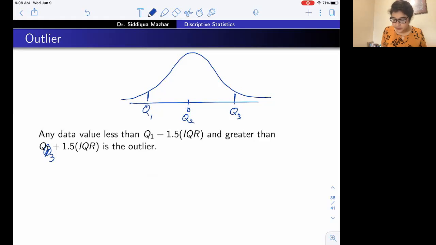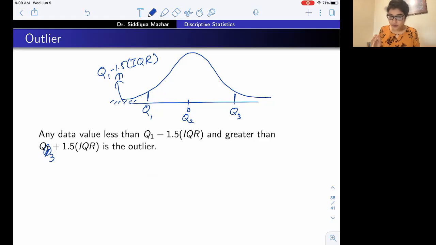So if you compute Q1 minus 1.5 IQR, where IQR is Q3 minus Q1, which is 50% of your data, it means you will get way shorter values. Something will be here. So the Q1 minus 1.5 IQR value will exist in this region.